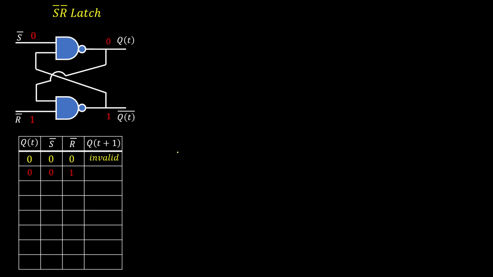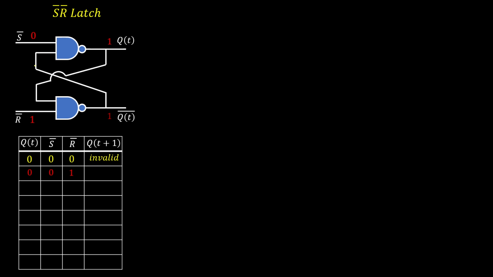Now let's see the next state. Present state is 0 and input S bar is 0, R bar is 1. Present state is 0 and the complement of present state is 1. These two, QT and QT bar, go to the feedback. Now for first NAND gate, one input is 0, then output is high, and for second NAND gate, one input is 0, so output has to be 1. Now this is invalid state.